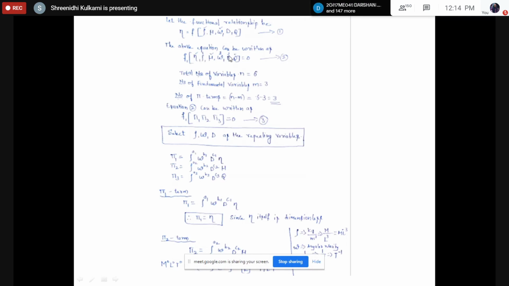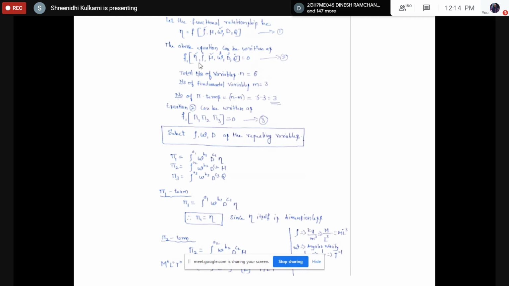Are the fundamental variables and repeating variables different? Yes, it is different. Fundamental variables are always M, L, T. M is nothing but mass, L is nothing but length, T is nothing but time. Then how did we select it as 3? How is it 3?